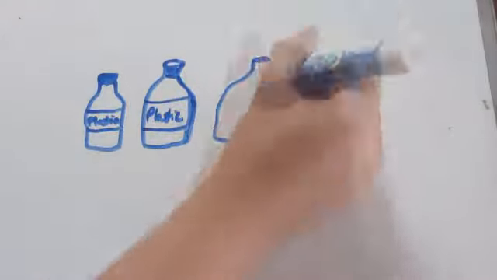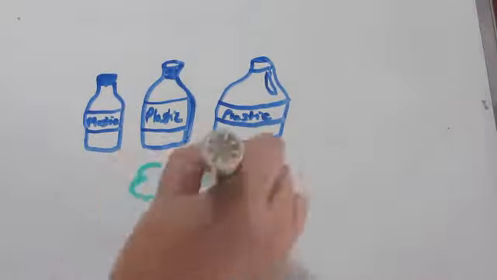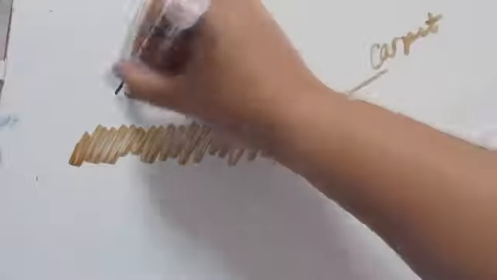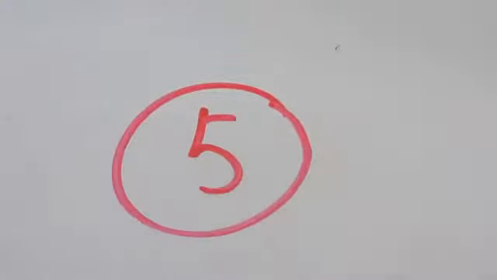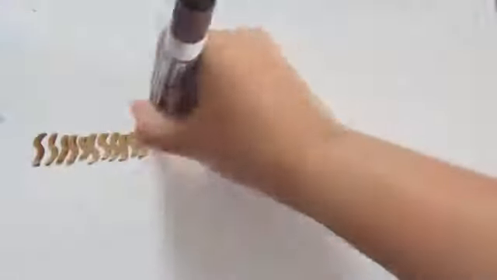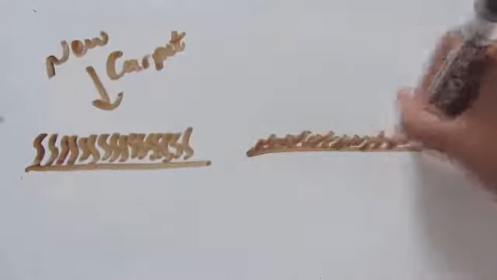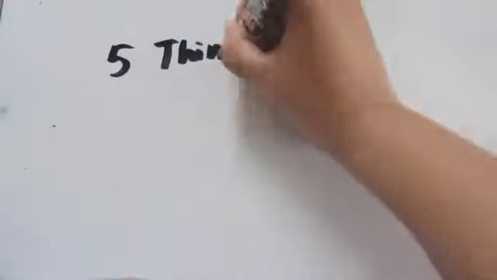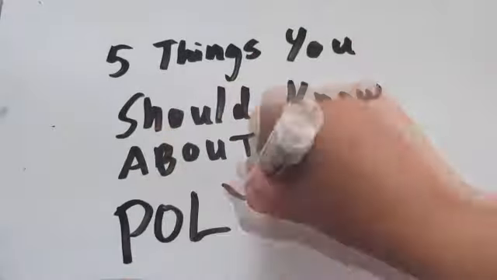Number 3, environmentally friendly, meaning it's usually made of recycled plastic bottles. Number 4, does not resist oil stains. And number 5, crimp loss, meaning fibers are more likely to crush and mat. Improvements have been made in the newer market of carpeting, but it's still just a characteristic, not a defect. And those are 5 things you should know about polyester.